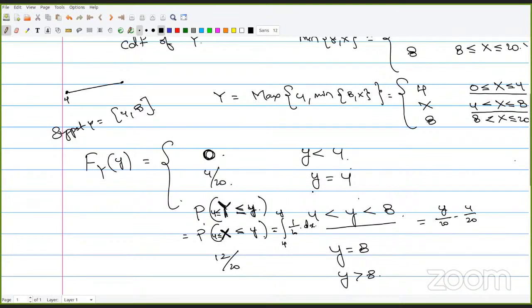Why are we including 4 here? Is that the reason why they have added 4 by 20 along with y minus 4 by 20 in the range of y between 4 and 8? It was like 4 by 20 plus y by 20 minus 4 by 20 if y is between 4 and 8.